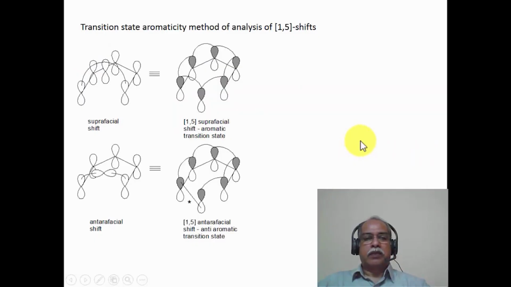Exactly the opposite is true for the case of the 1,5 shifts. If it is a 1,5 suprafacial shift, for example, it is a cyclic six-electron transition state, which is a Huckel kind of transition state. So it is aromatic. Whereas if one of them is antarafacial, then the nodal point comes into the picture. So this would essentially be a Mobius kind of twisted cyclic transition state, and that corresponds to an anti-aromatic transition state. So it will be a forbidden transition state.